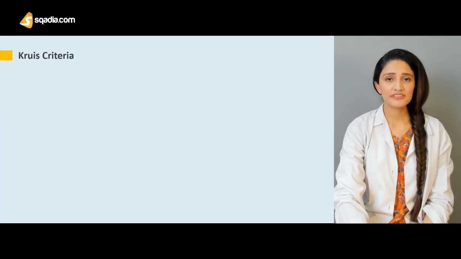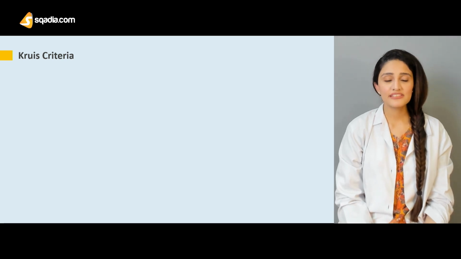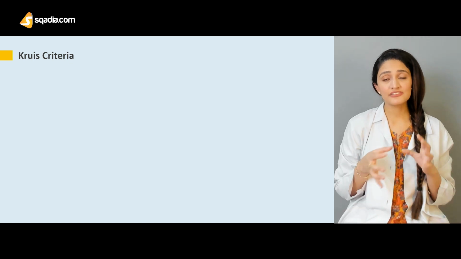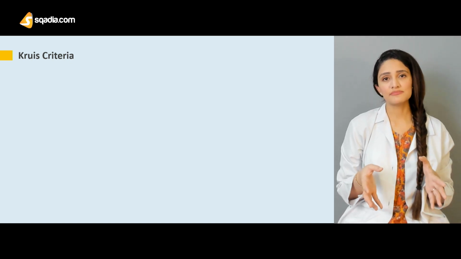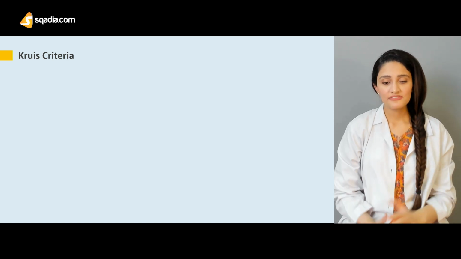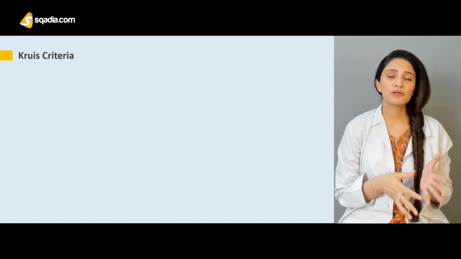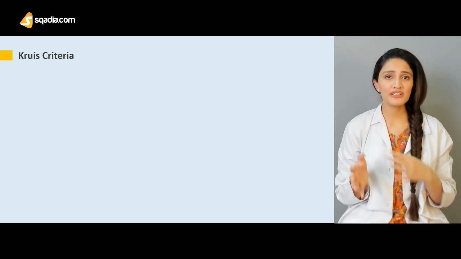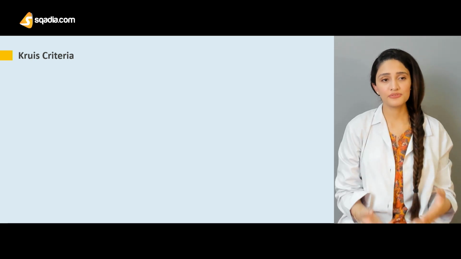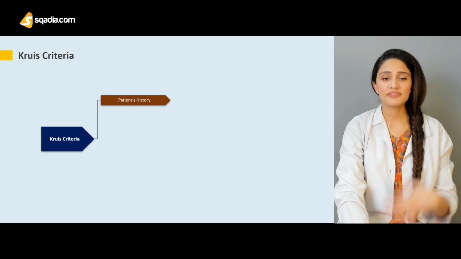And then coming to the next criteria, which is the Kruis criteria. This Kruis scoring system was based on the presence and the duration of the symptoms, and also having negative physical examination findings and completely normal lab reports. So if this all happens, we need to go through the scoring system of Kruis, which includes the patient's history.